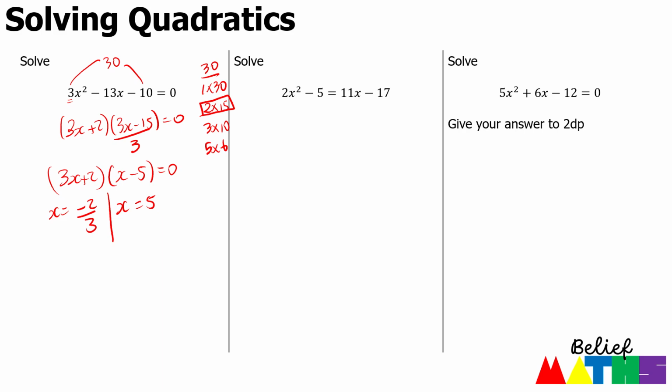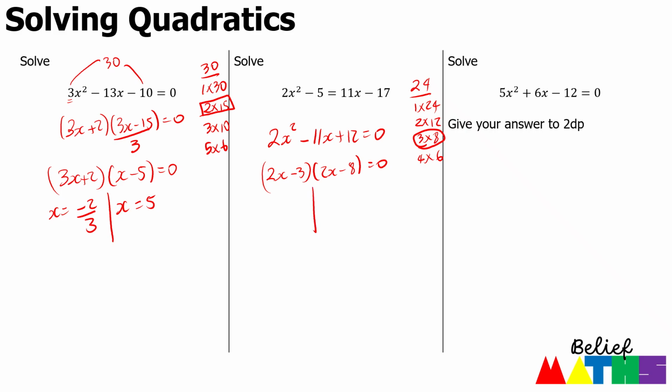The second question looks very similar, however it's not equal to 0. And to solve a quadratic we must rearrange it to make it equal to 0. So if we start by rearranging this, we get 2x squared minus 11x plus 12 is equal to 0. And then we just do exactly what we've done before when factorizing. Factors of 24 are 1 times 24, 2 times 12, 3 times 8, and 4 times 6. We need them to add to make negative 11, so that's going to be 8 and 3. So we get 2x minus 3 and 2x minus 8 equals 0.